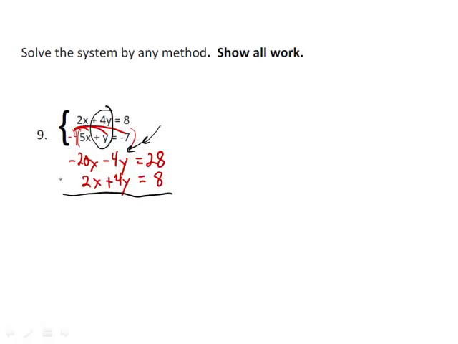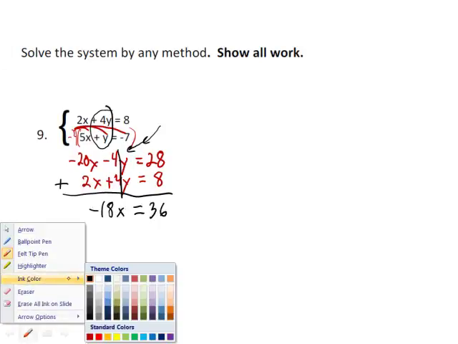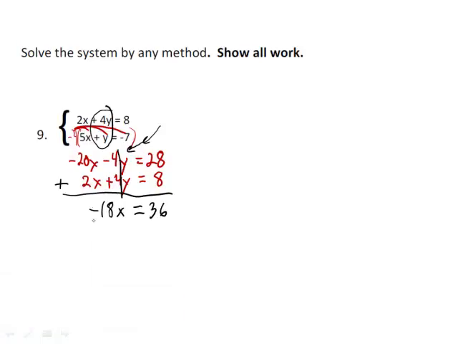So once I've done that, I am now free to add the columns together, the x's together, the y's. They cancel out because opposites added together equals 0. So negative 20x plus 2x is negative 18x. And 28 plus 8 is 36. All right. So now I divide by negative 18. And I have x equals negative 2. So it looks like I found x.